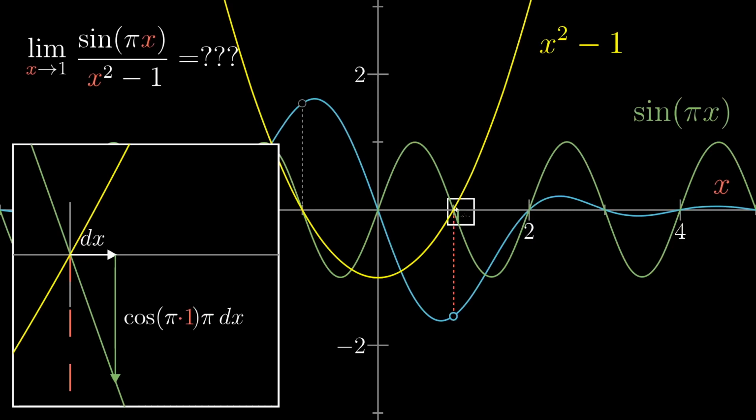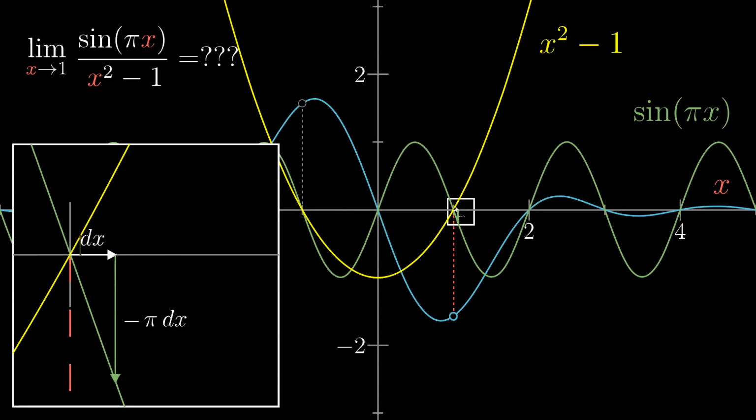In other words, the amount that this sine of pi times x graph changes is roughly proportional to dx, with a proportionality constant equal to cosine of pi times pi. And cosine of pi, if we think back to our trig knowledge, is exactly negative 1. So we can write this whole thing as negative pi times dx.